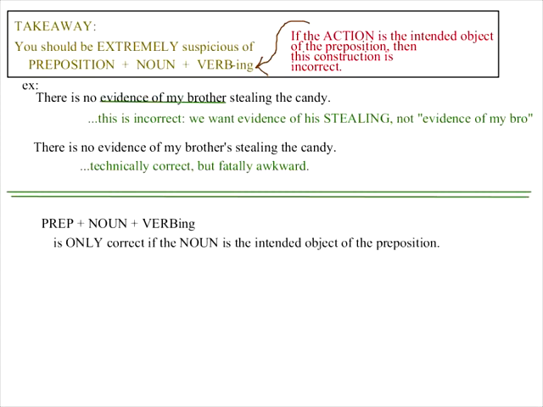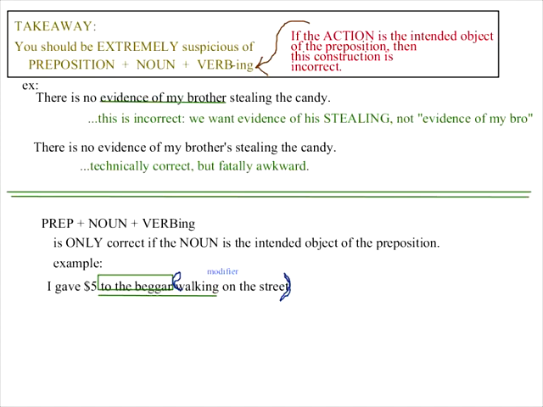Okay, here's an example of this. I gave $5 to the beggar walking on the street. Okay, in this case, this actually works because this really is to the beggar. And then this part here is just a modifier. So that part there is totally disposable because it's a modifier. And so you wind up with a simple prepositional phrase. So that's the only condition under which this is allowed to be correct.